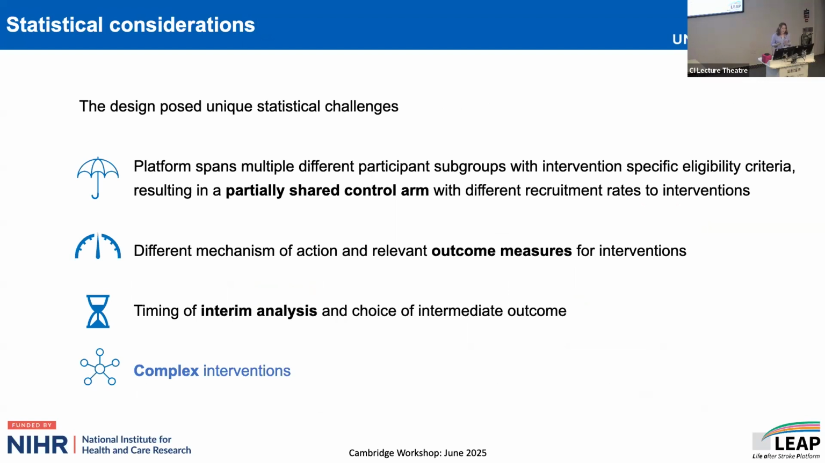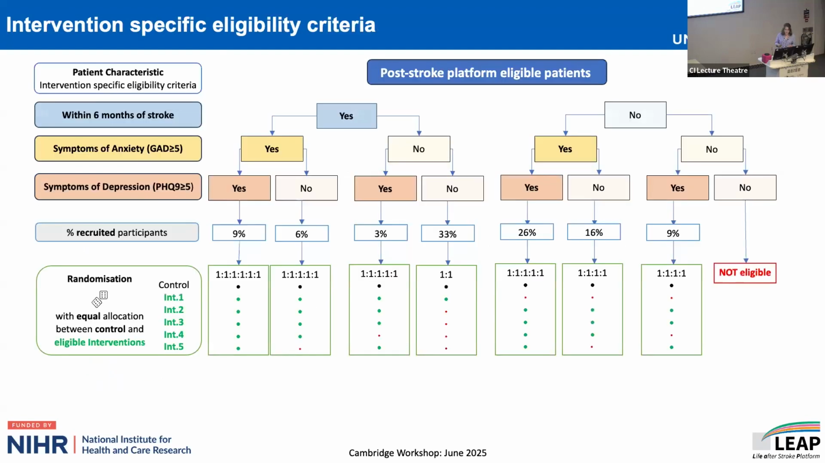Firstly, by developing an all-inclusive platform, this resulted in a more complex randomisation system and in a partially rather than a fully shared control arm. We needed to consider outcomes that would be relevant for the multiple interventions, and these issues extended to the timing of and the decision criteria for interim analyses. And we considered these issues alongside those common to trials of complex interventions. So I'll share with you now a little bit more detail about each of these, along with how collaboration with Pavel's team helped us to navigate these challenges.